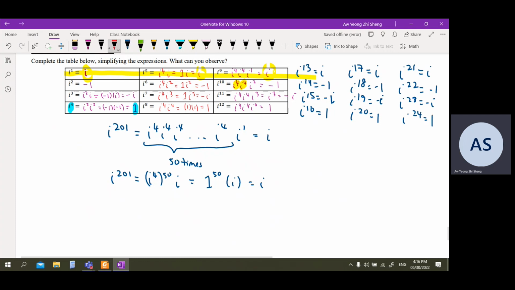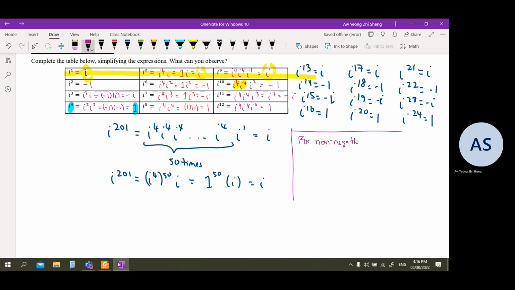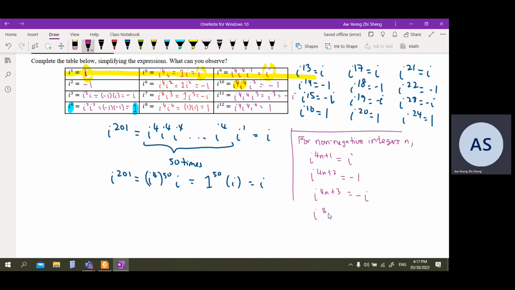So from here, we can write down a general result. For non-negative integers n, we observe that i to the power of 4n plus 1 is always equal to i, i to the power of 4n plus 2 is always equal to -1, i to the power of 4n plus 3 is always -i, and i to the power of 4n is equal to 1. So this is a result that is applicable for all non-negative integers n.